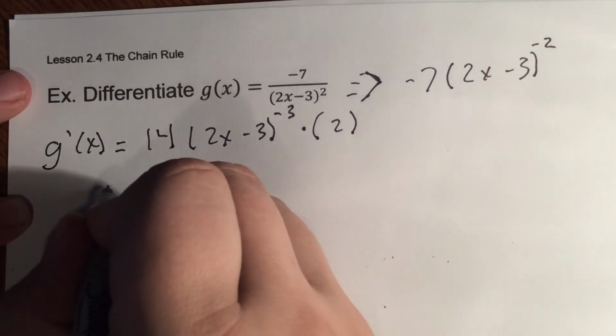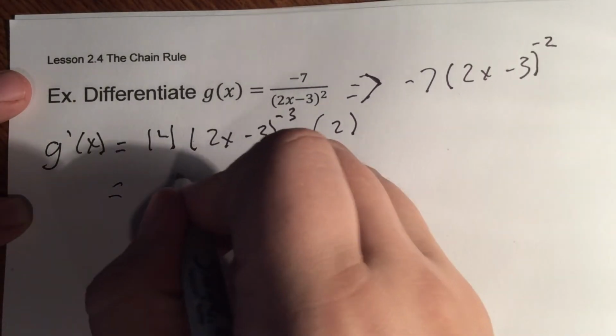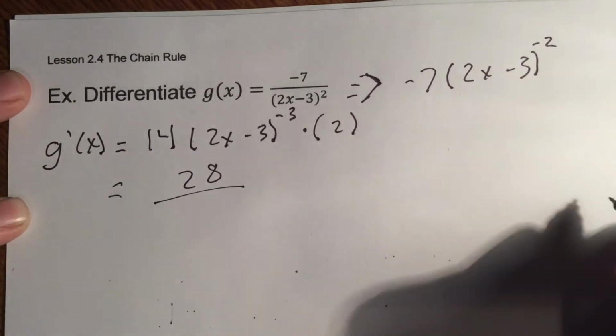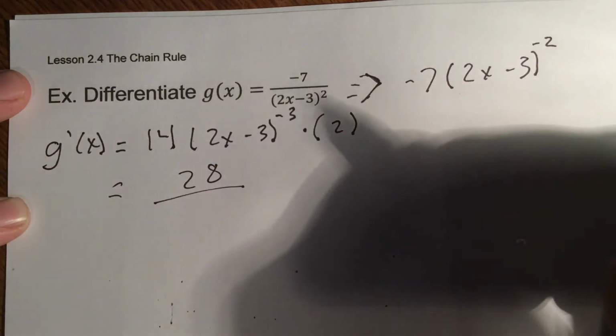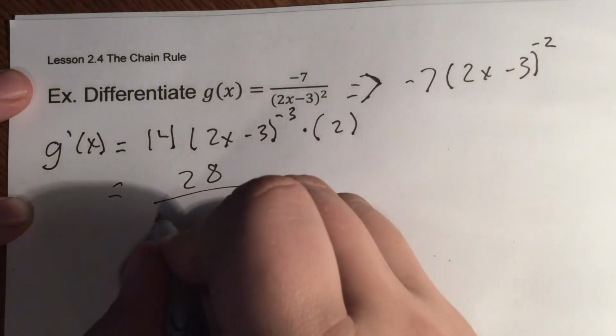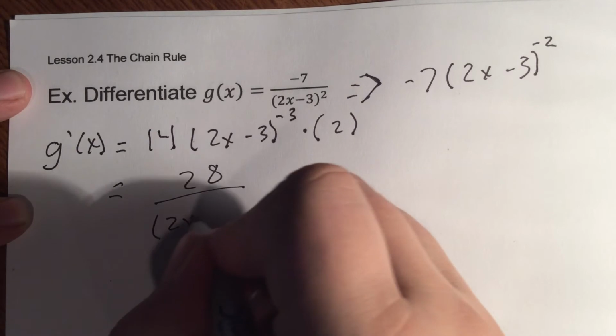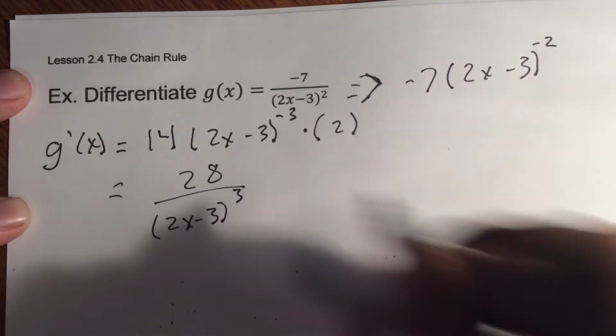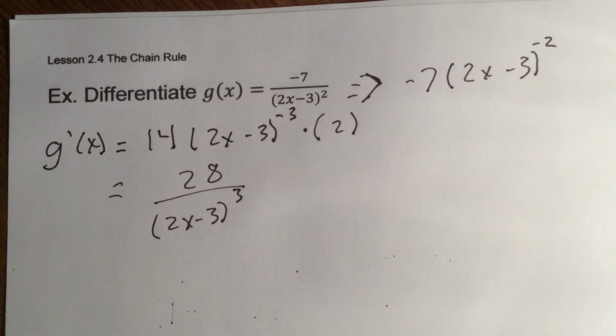So when we finalize this here, 14 and the 2 would make 28 on the top. The negative, we're going to get rid of it now and move it back to the bottom after we've done the derivative. So 2x minus 3 cubed would be its derivative. That's how that's going to flow. Questions here?